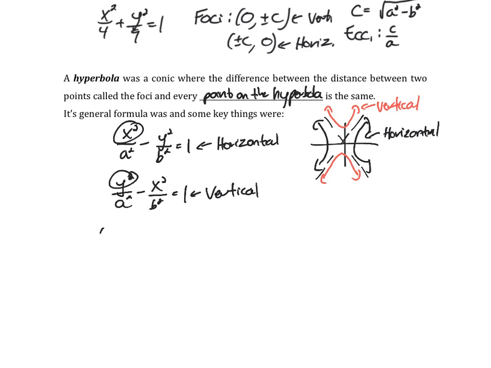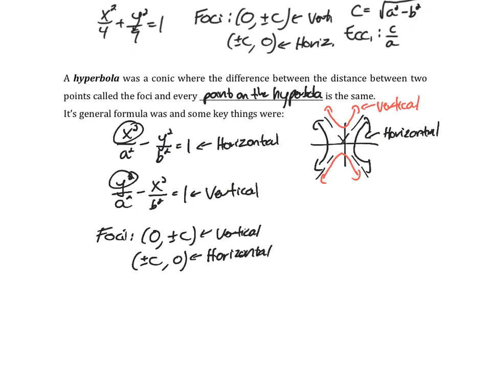Okay, just like in ellipses, foci, I'm sorry, I'm having trouble right now writing on the iPad. I'll get better. The foci would be at 0, plus or minus c if it were vertical. Remember, they always lie on the major axis. And if it's horizontal, it's going to be plus or minus c, comma 0.